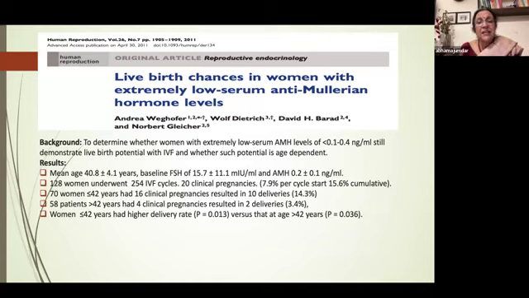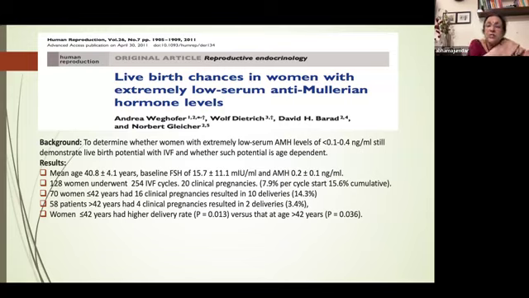70 women less than 42 years had 16 clinical pregnancies, which resulted in 10 deliveries. The rest aborted, 13.3, and 58 patients of more than 42 had 4 clinical pregnancies, which resulted in 2 deliveries, 3.4. So there was a statistical difference, a p-value of 0.03 when women were less than 42 years or more than 42 years with the same AMH. So less than 42 had a higher delivery rate with a significant p-value versus that of age, which was more than 42.